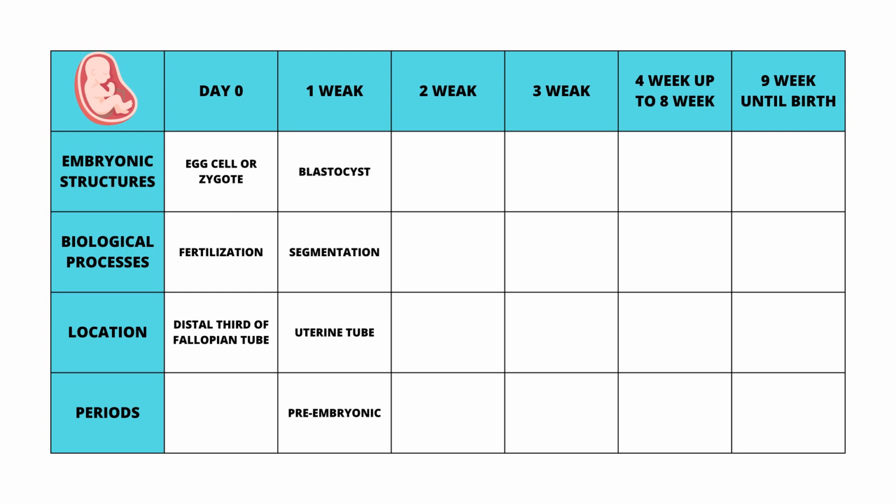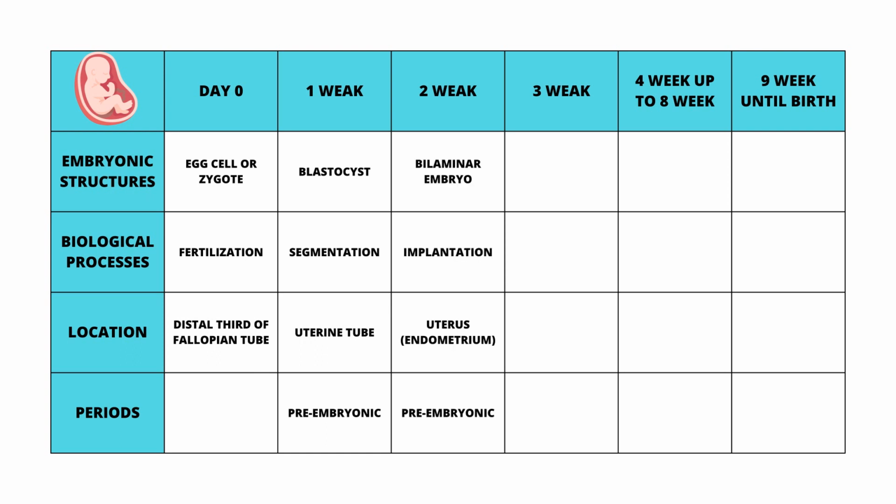During the first week of gestation, this zygote is called a blastocyst. Blasto means immature and cyst means cavity: an immature embryo with a cavity inside. The main biological process that occurs during the first week is segmentation, and it takes place in the fallopian tube or uterine tube. This week comprises the pre-embryonic period.